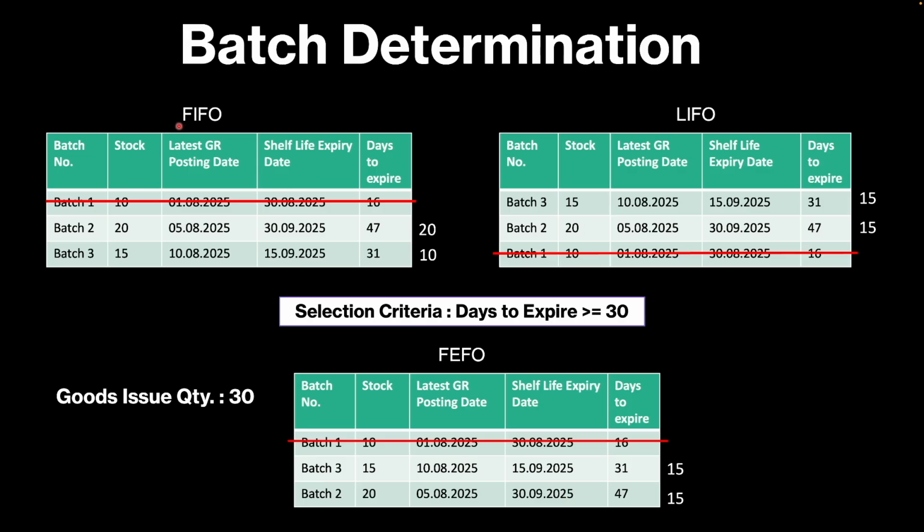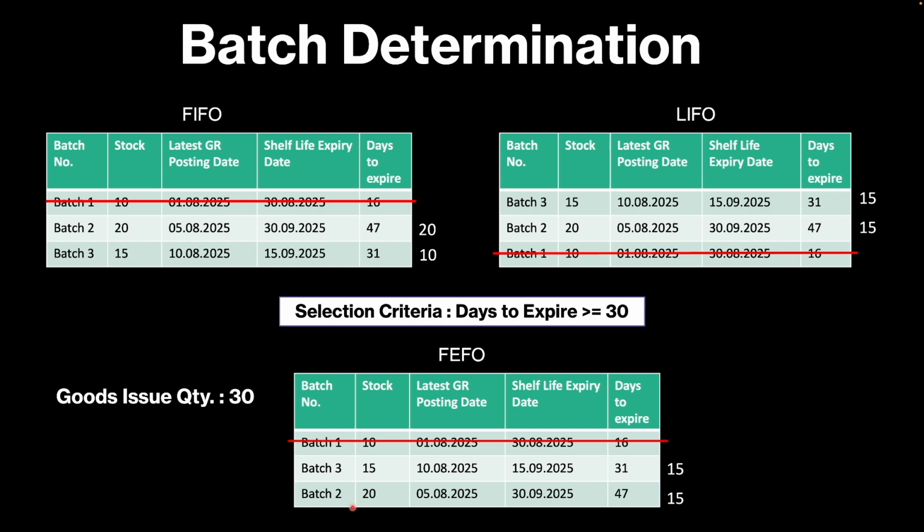So you can see here, for first in first out strategy, system will first post 20 quantity from batch 2 as it has a stock of 20 quantity, and then remaining 10 will be issued from batch 3. Then for last in first out, first system will post from batch 3 which has a stock of 15 quantity, so it will post 15 quantity from this batch, and the remaining 15 it will post from batch 2. Then for first expire first out, it will post 15 quantity from batch 3 which is going to expire first, and then the remaining 15 it will post from batch 2.